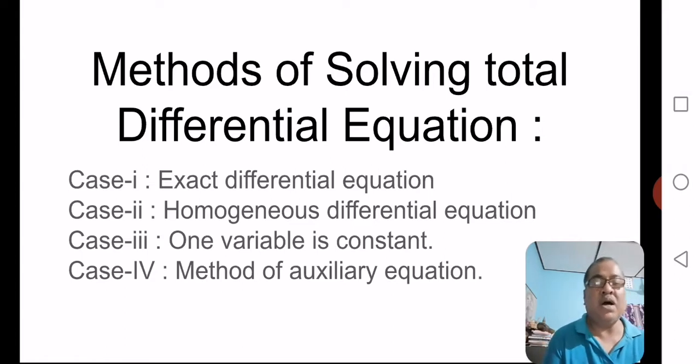That means if P, Q, R are homogeneous functions of x, y, z, that means the degrees of each term are the same, then one variable, suppose z, can be separated from the others by substituting x equal to zu and y equal to zv. Then we can compute dx and dy. Then using all these values, the equation can be reduced to a form in which the coefficient of dz may be 0 or may not be 0. After that, regrouping, we can solve the differential equation very easily.